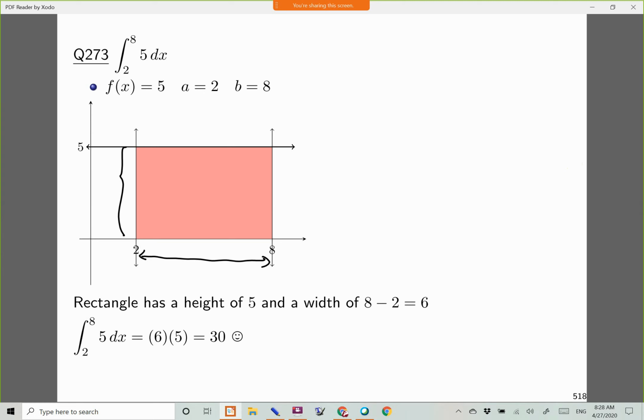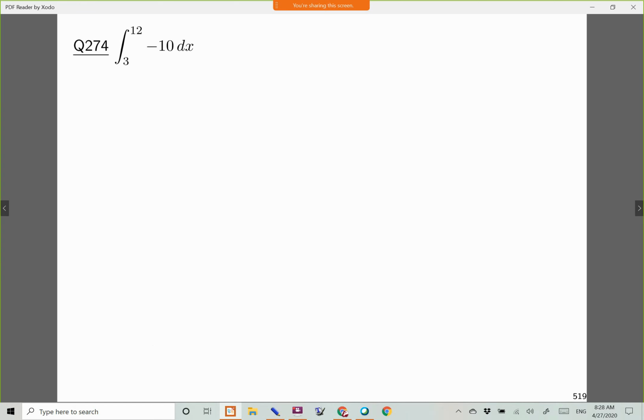Okay, the deal is, though, these kinds of questions are about signed area. So in the next example, you're going to see that feature, and then you'll see that in the next example as well. But let's do this one. So we've got this new thingy, the definite integral from 3 to 12 of -10 dx.